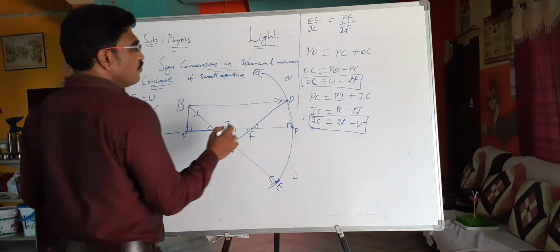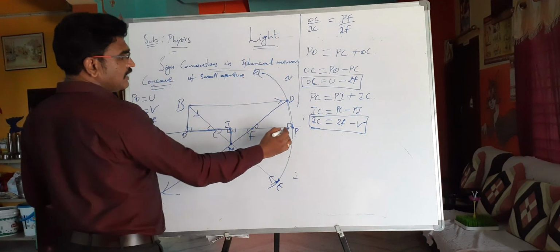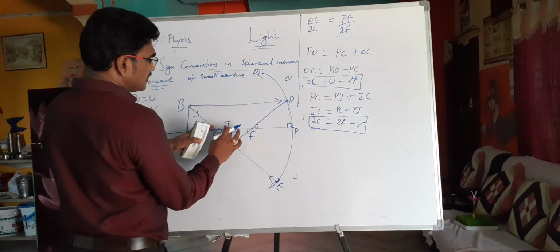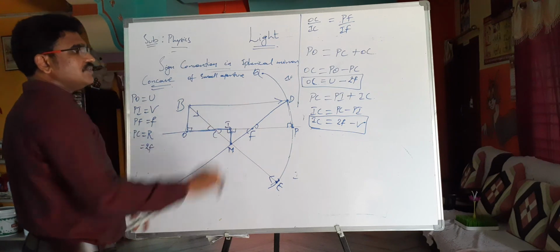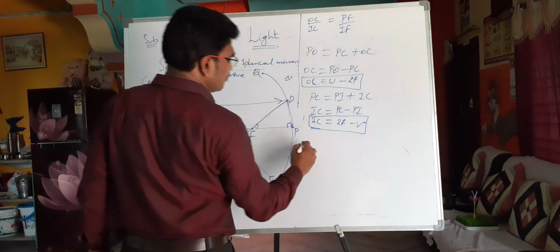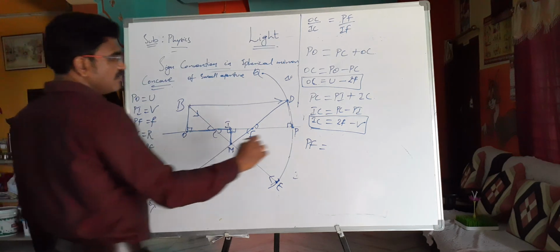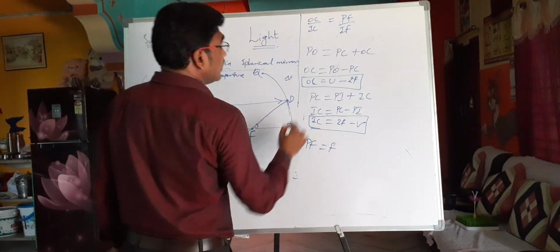Okay, so you want IC. How did I calculate IC? PC is equal to PI plus IC. I want only IC, so IC value is 2F minus V. Then what is PF? Already I know PF is nothing but small f. Very good.